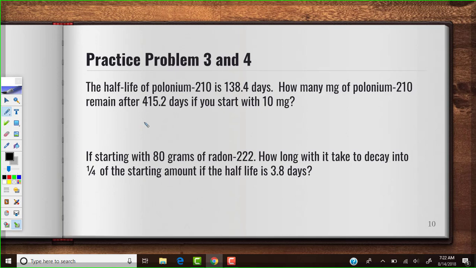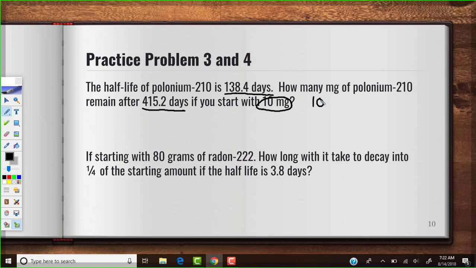The half-life of polonium-210 is 138.4 days. How many milligrams of polonium-210 remain after 415.2 days if we start with 10 milligrams? The first thing you see here is that there's a lot of information in this problem, but if we break it down, it shouldn't be too difficult. We know the half-life is 138.4 days, and we know that we're experiencing a time of 415.2 days, and we start with 10 milligrams.